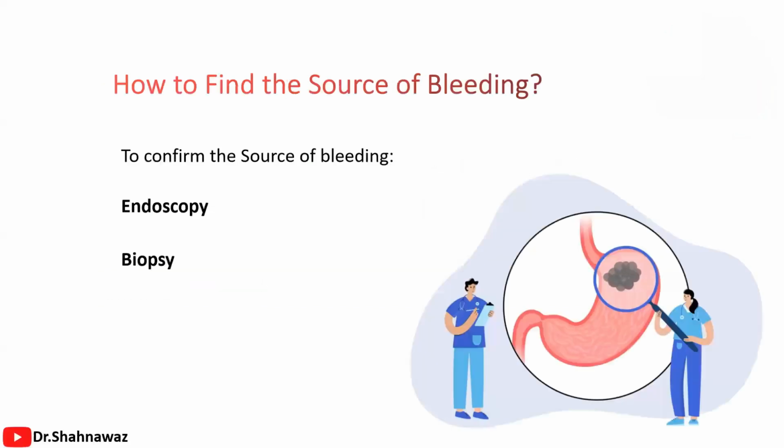And look at this picture, like how can we diagnose, how can we find the source of bleeding, like where is the bleeding occurring, where are the varices, or there is hemorrhage, or there is some ulcer. To confirm the source of bleeding, we do the endoscopy, like we put an endoscope into the upper GI tract, and we take the biopsy to confirm if there are some tumors, inflammations, or other things like that.